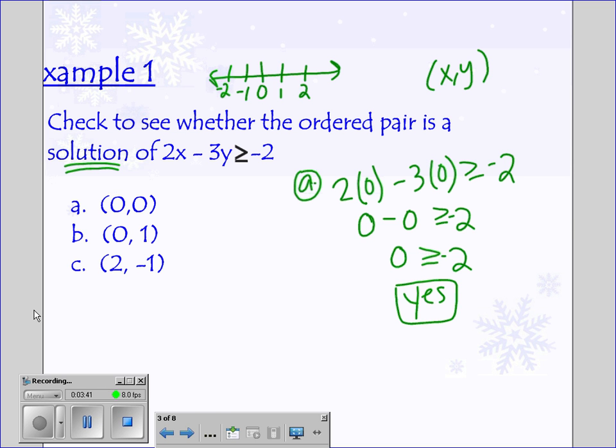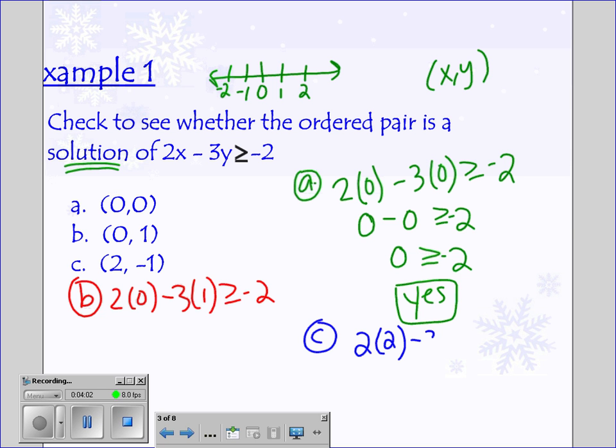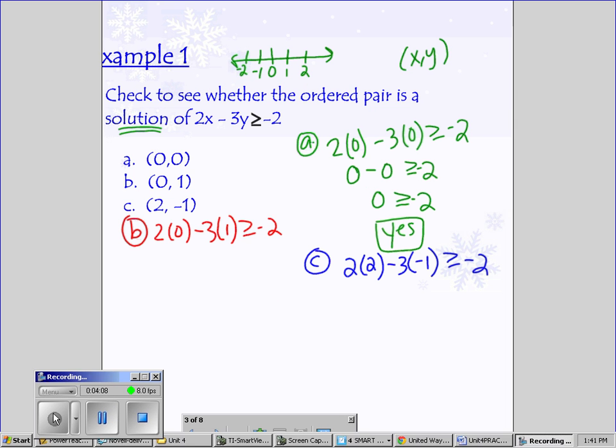So go ahead and on your own, check B and check C. Remember, everywhere you see x, you're going to put in 0, and everywhere you see y, you're going to put in 1, and you're going to check that one. Let's do C in a different color. Everywhere you see x, you're going to put in 2, and everywhere you see y, you're going to put in negative 1. And you're going to check to see whether or not that is a true statement or not.